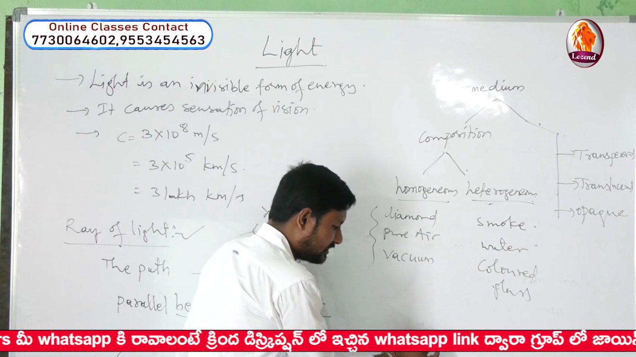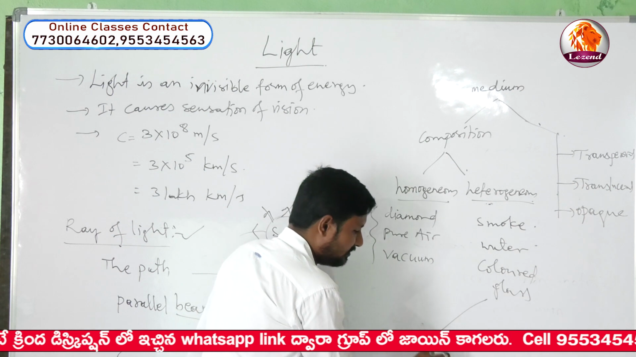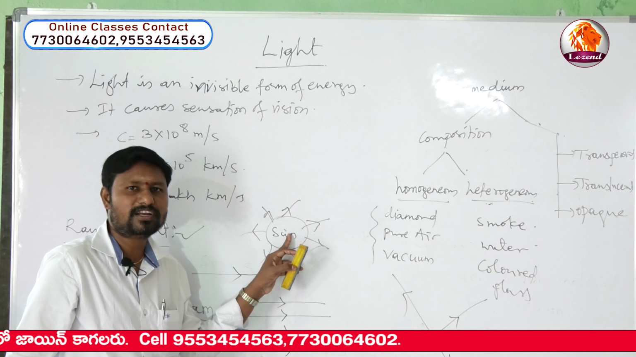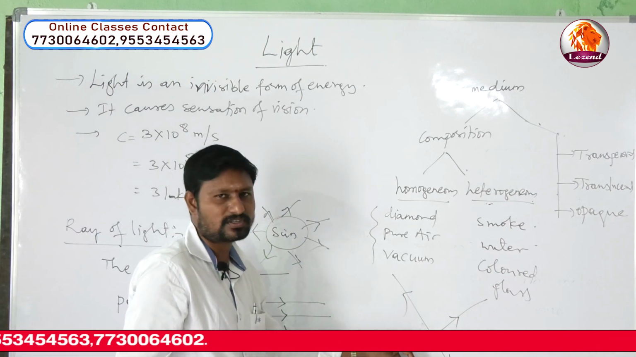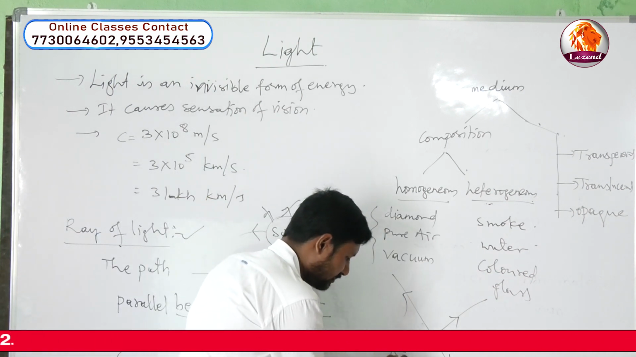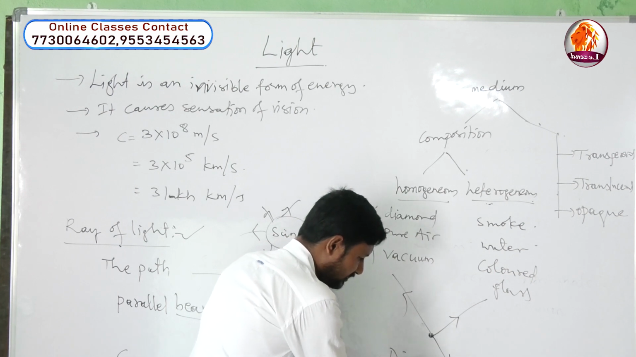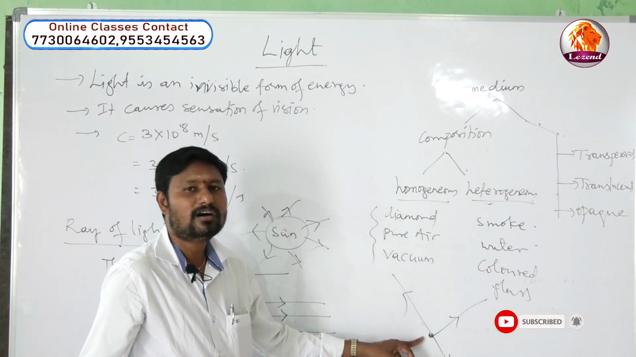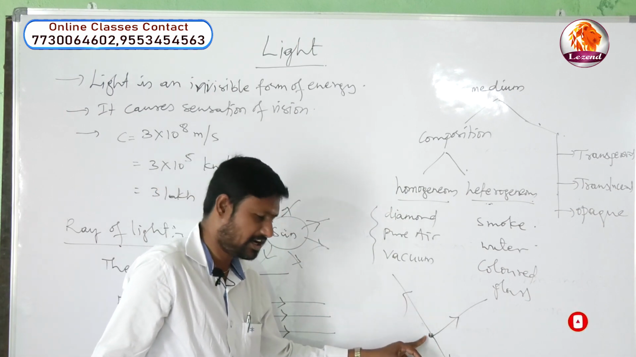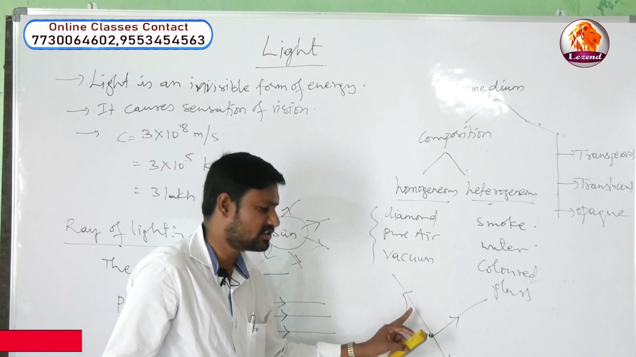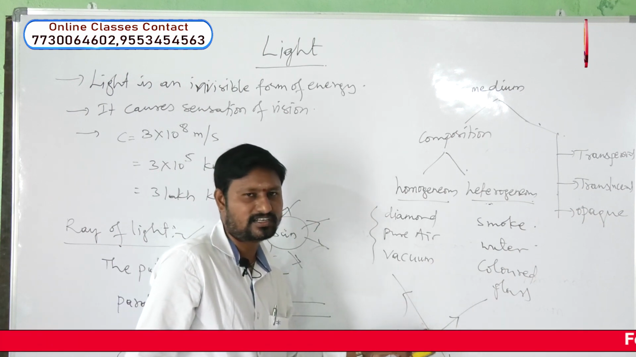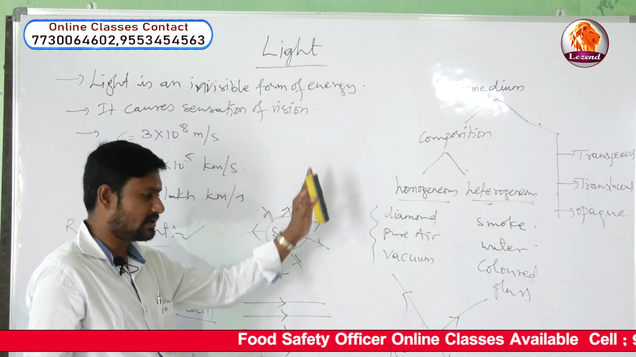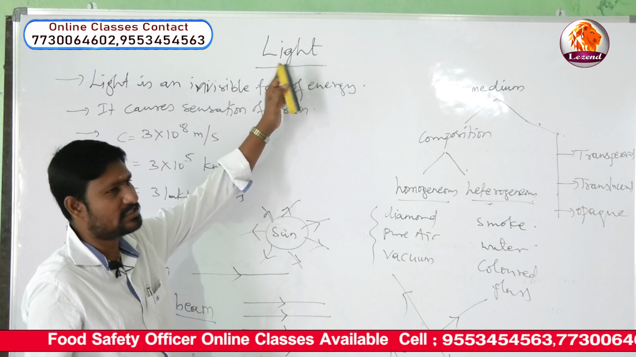And if the rays of light come from a point and travel in different possible directions, like the sun, which is a very good example of this type of source of light, we call it a divergent beam of light. A divergent beam of light means the light rays originate from a point and travel in different possible directions. Such a beam of light we consider a divergent beam of light. These are some of the important terms which we use in this light chapter.